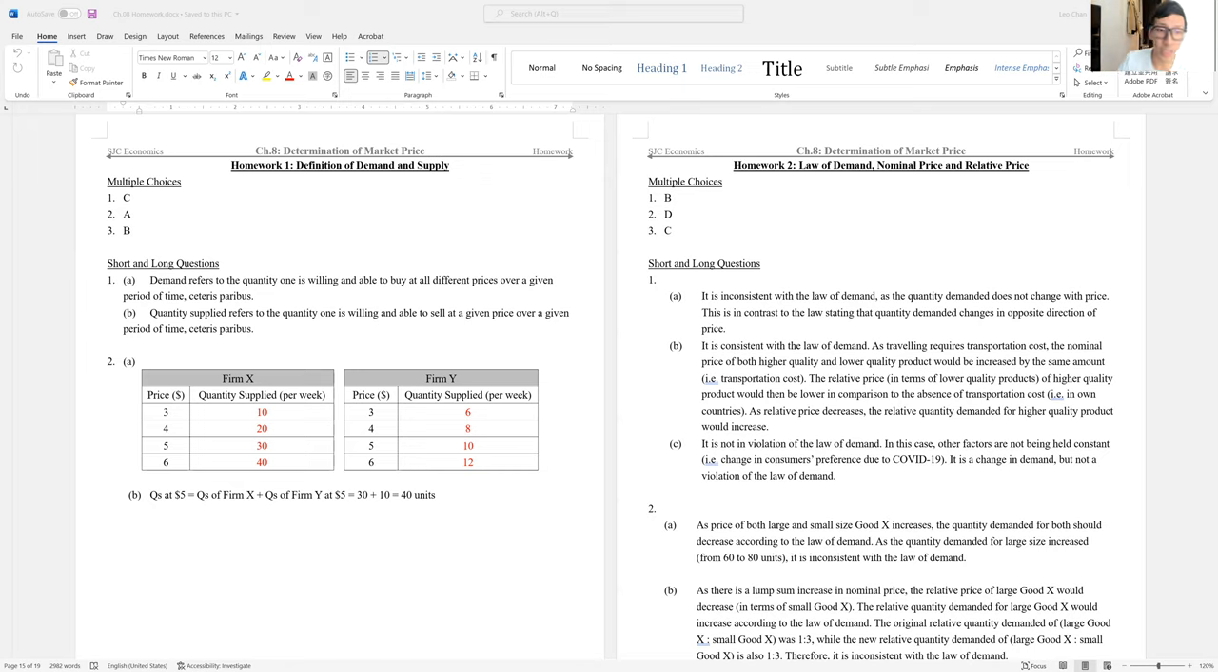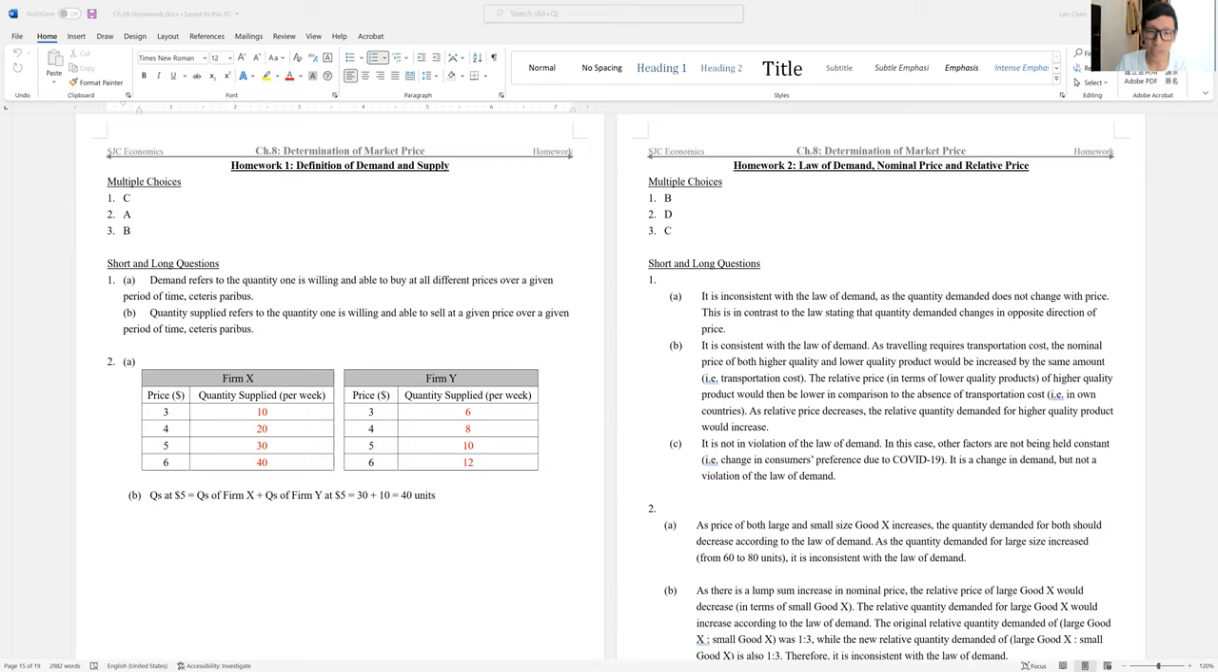Okay, the fourth one: price and quantity demanded are assumed to be constant when deriving the demand curve. No, actually, they are the only ones that can move. We should say that when deriving a demand curve, price and QD are the only variables. Only those two can move, they are not constant. Other things, other factors, are constant.